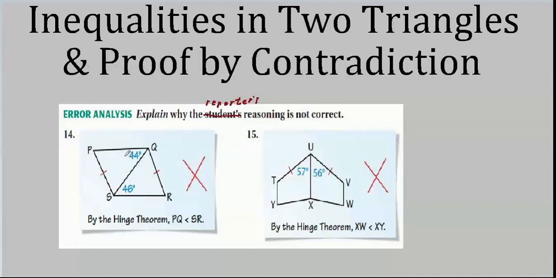Well, to use the Hinge theorem, you've got this congruent, and this of course is congruent to itself, so you'd have to know this angle here, and this angle here, and then you can make a statement about PQ and SR. For instance, if this were 44 degrees here, and this were 46, then PQ would be less than SR. But you can't do it this way. It has to be the included angle.